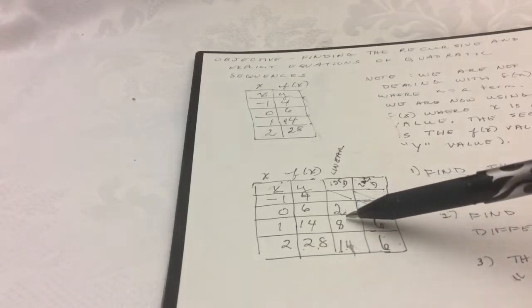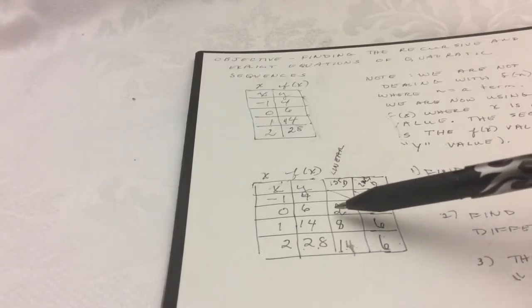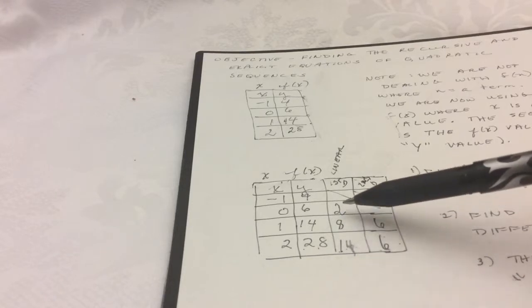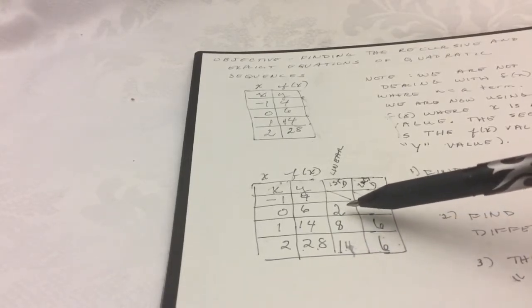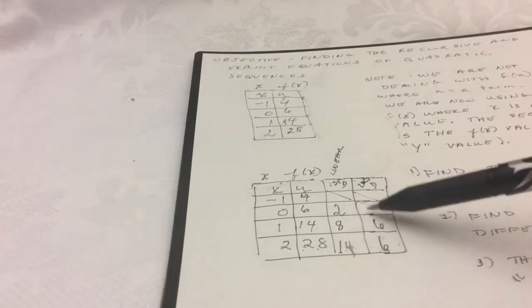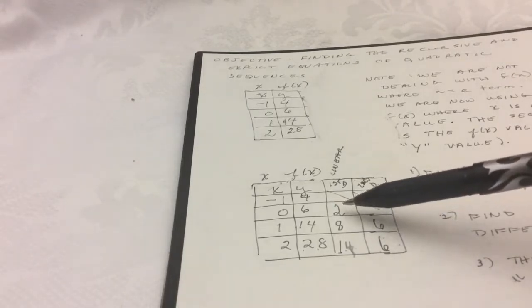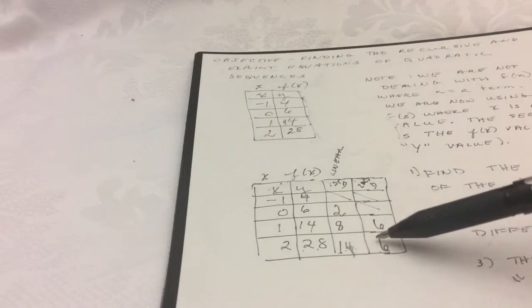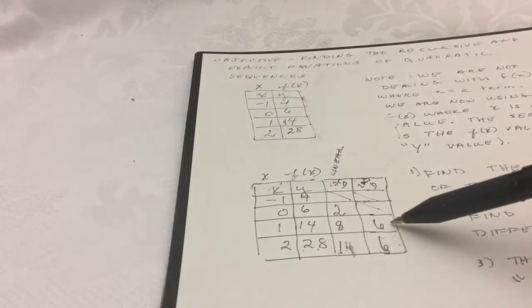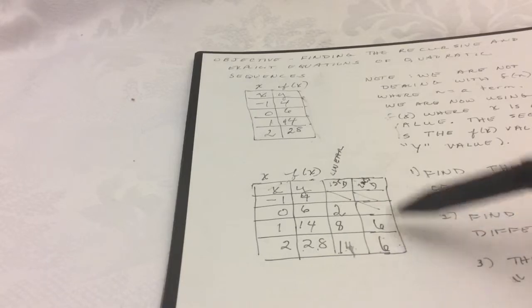But if you look carefully, you'll see, well, there may not be a constant value here, but it looks like there's one here. Let's see. What can we add to 2 to get 8, and it's going to be 6? What can we add to 8 and get 14, and it's going to be 6? So we see that we have a constant value here with our second difference.